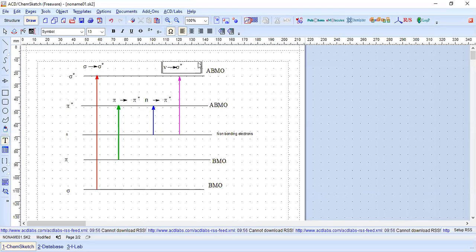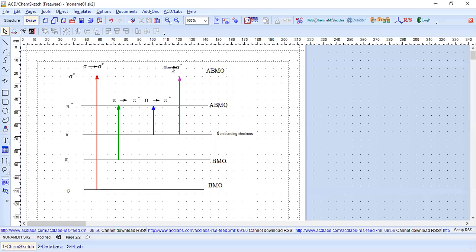It is not nu, it is n, small n. Okay, n to sigma star. Four types of transitions: sigma to sigma star, n to pi star, pi to pi star, and n to sigma star.